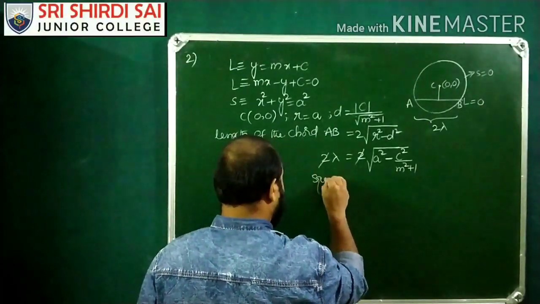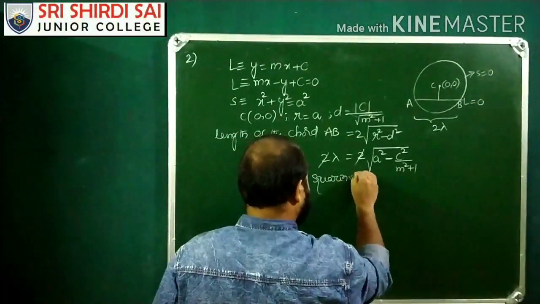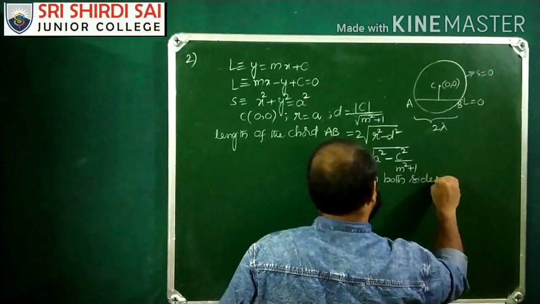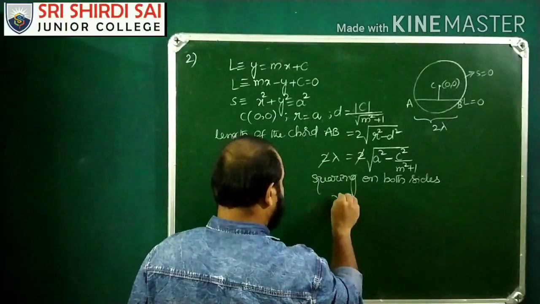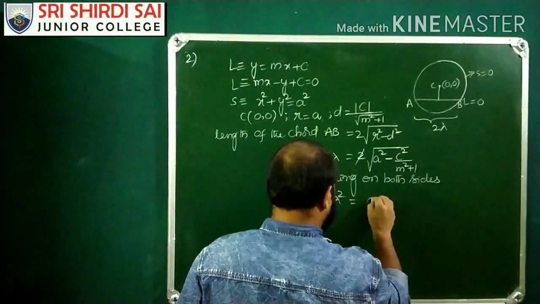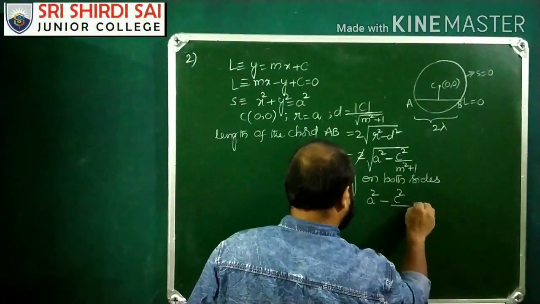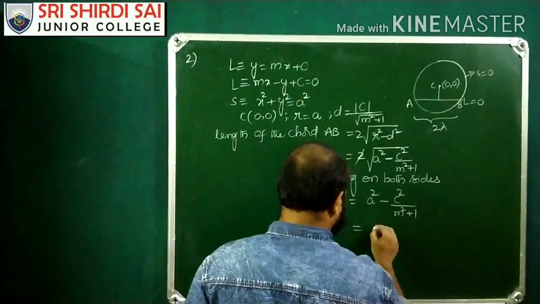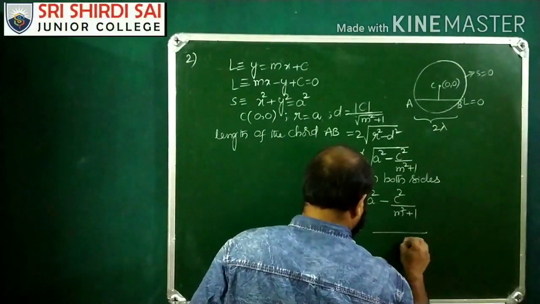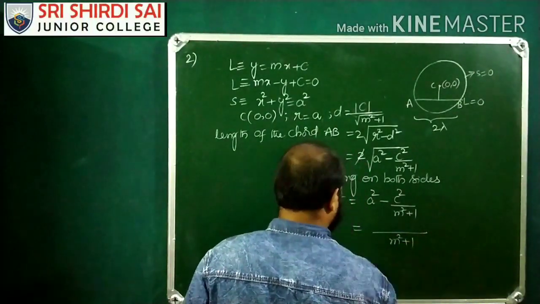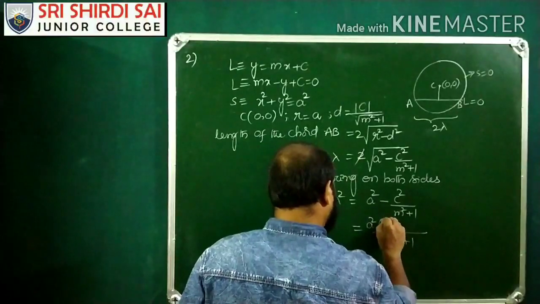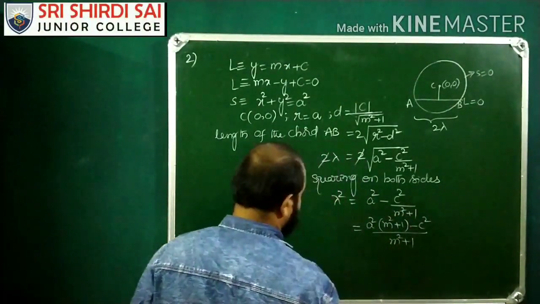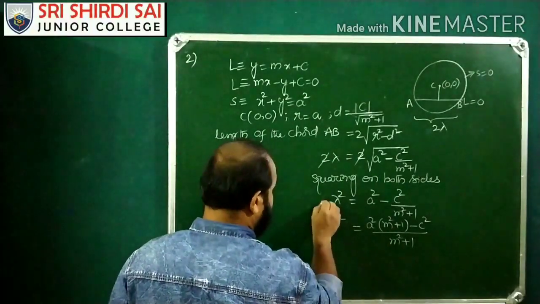Squaring on both sides, lambda square equals a square minus c square by m square plus 1. So if we take the LCM, which is m square plus 1, we get a square into m square plus 1 minus c square equals lambda square.